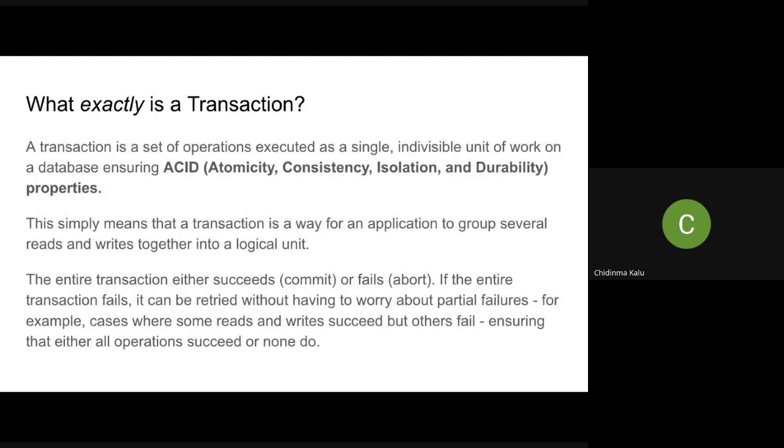So what exactly is a transaction? A transaction is basically a set of operations executed as a single indivisible unit of work on a database, ensuring the ACID properties. This means that a transaction is a way for an application to group several reads and writes together into logical units. Basically, the transaction can either succeed or fail. If the entire transaction fails, it can be retried without having to worry about partial failures.